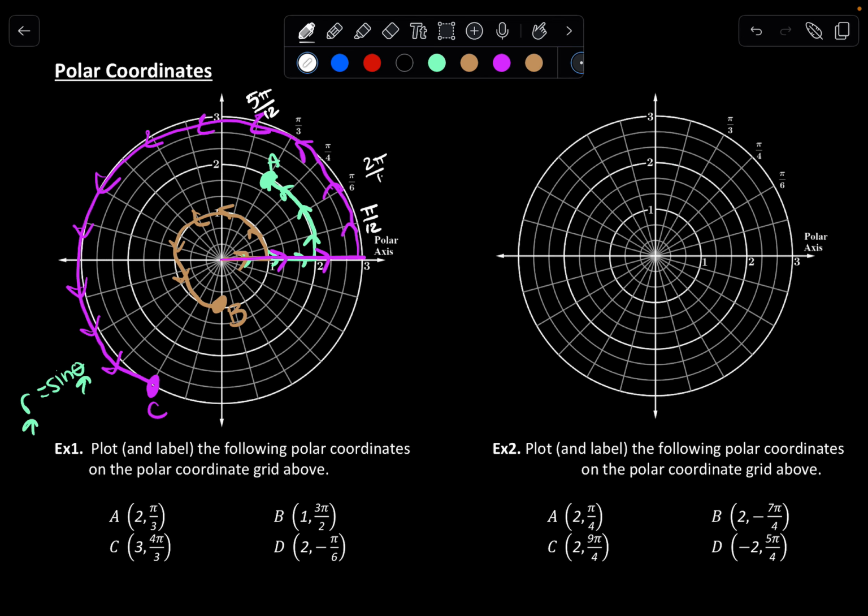This is 2 pi over 12, 3 pi over 12, 4 pi over 12, 5 pi over 12, and then 6 pi over 12. They continue to go all the way until we get to 24 pi over 12, which is 2 pi. So when you're plotting, you have to be careful. This line is new, and this line is new.